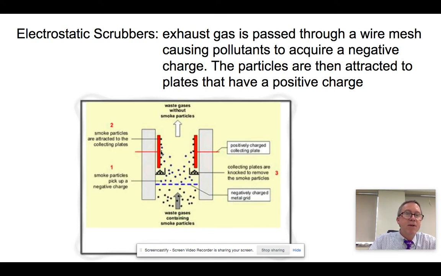So they'll come over here, and when they reach here, they will neutralize. The negative charge will get rid of its electron, become neutral, and then it will just drop down here onto what's called a hopper, and then we can just pull this out. So these are also very effective. They are not as efficient as wet scrubbers or dry scrubbers, but they work quite well. I just want you to know how they work. I'm not really sure how they rate as far as their actual cost, to be honest.